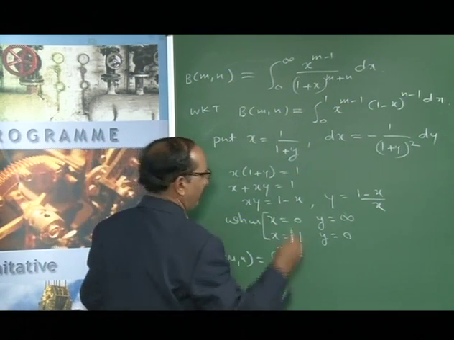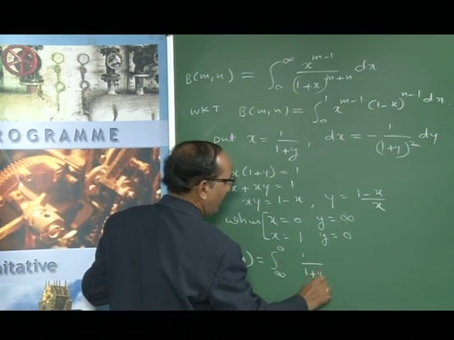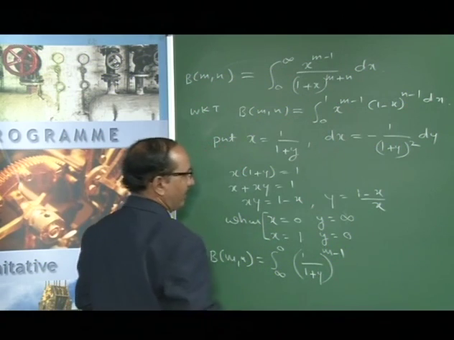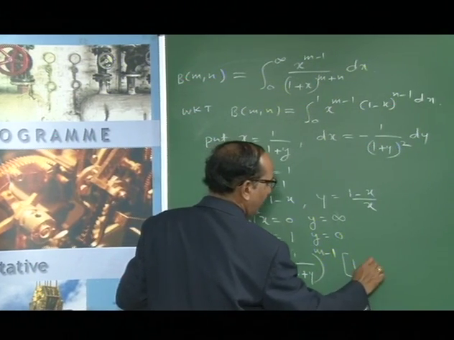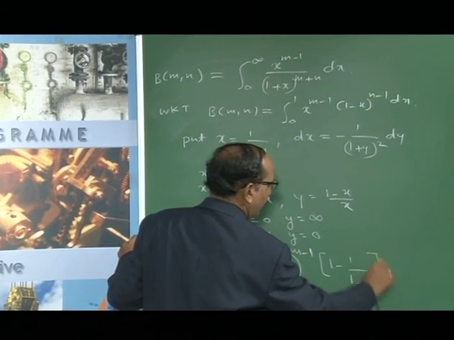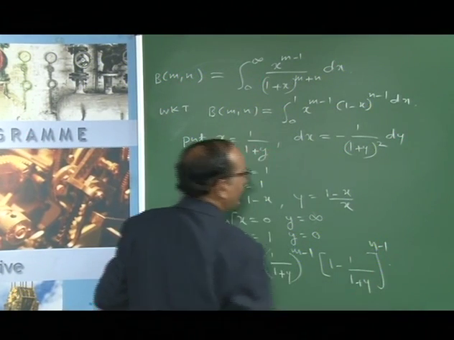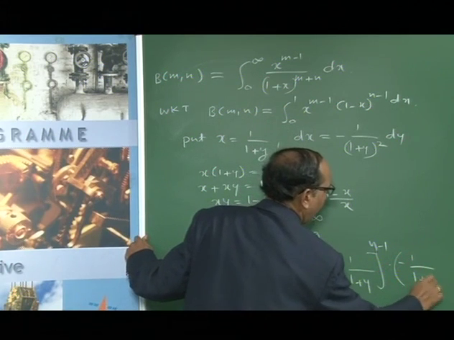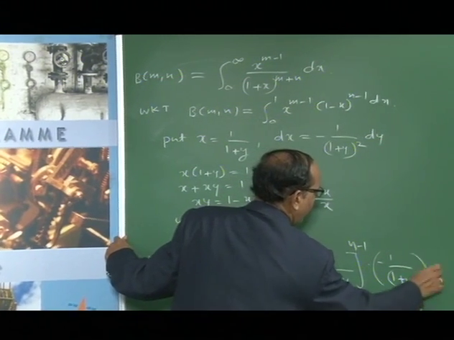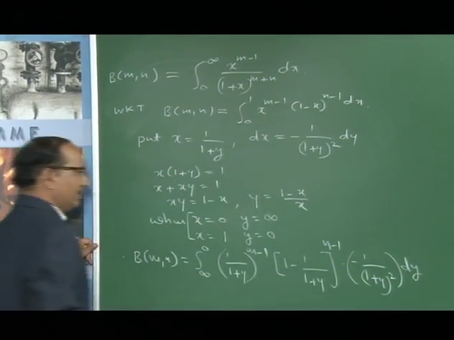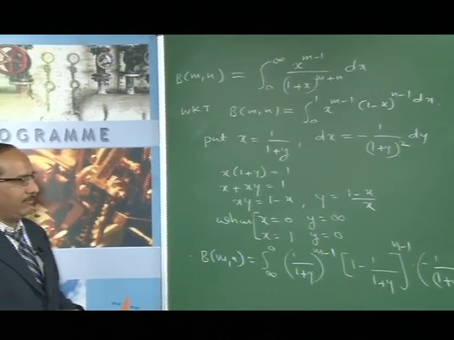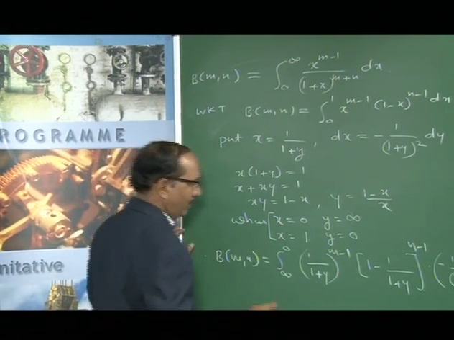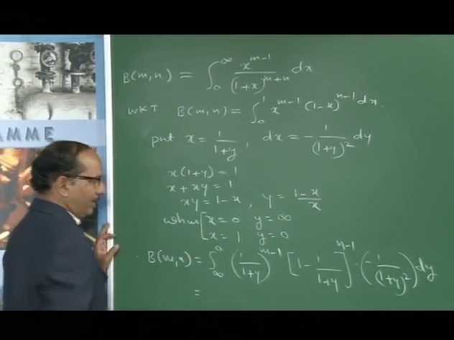Therefore, the above beta(m,n) is the integral from infinity to 0 of x to the power m minus 1, that is (1 divided by 1 plus y) to the power m minus 1, times (1 minus 1 upon 1 plus y) to the power n minus 1, and then substitute dx equals minus 1 upon (1 plus y) whole square dy. So everything is converted into y. Now simplify the powers of y and of 1 plus y. So I can interchange the limits.